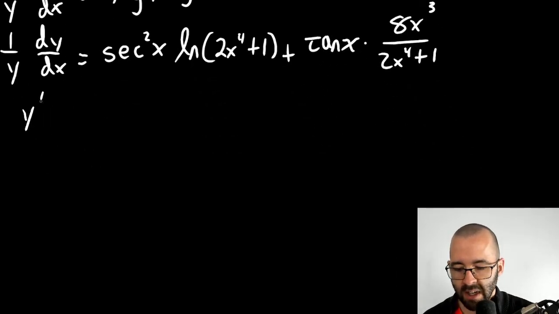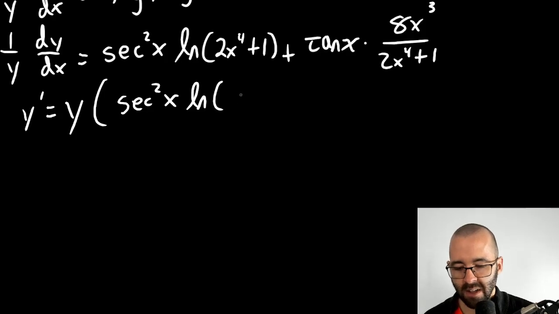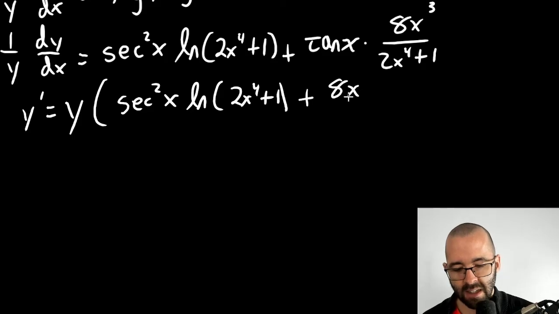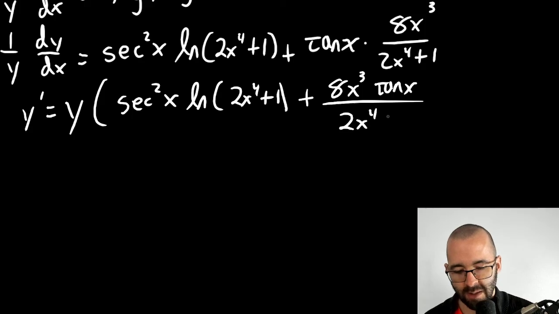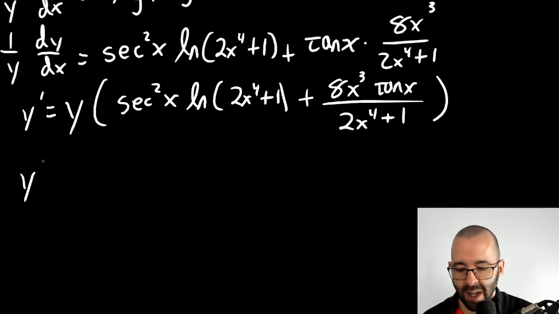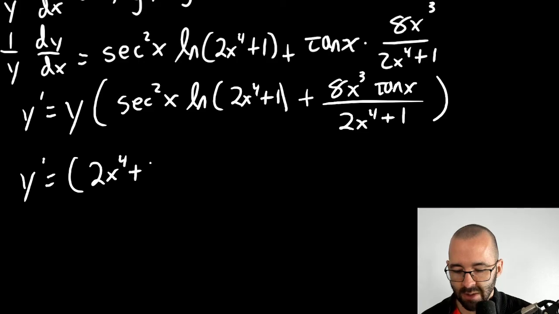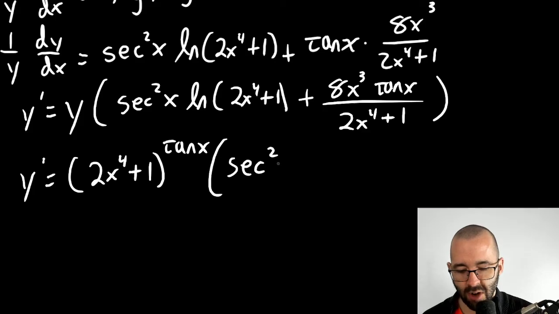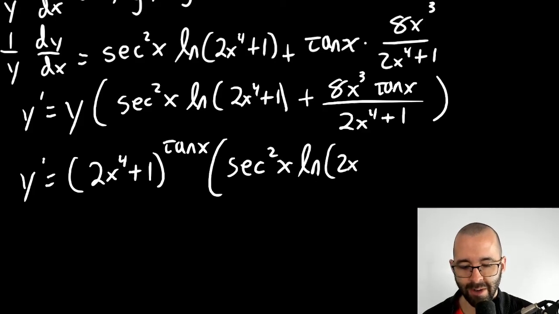Multiply both sides by y. Get y prime is equal to y times all of this. Secant squared x, natural log of 2x^4 + 1. We're not going to try to simplify this at all. Plus 8x cubed times the tangent of x, all over 2x^4 + 1. And then the last step for implicit differentiation is to replace what y is. Y was that wacky thing, 2x^4 + 1, raised to the tangent of x power. Now we still have all of this other inner garbage from before.